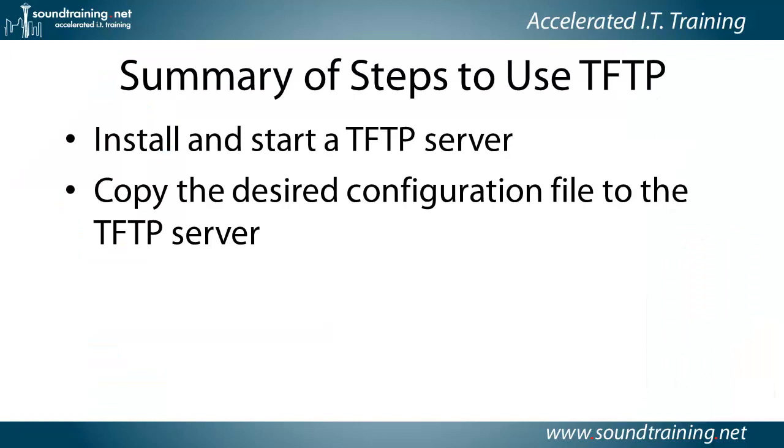Now, let's go over how to use a TFTP server to back up and restore a configuration, and this is really a whole lot easier than what we did with the previous example. So all you have to do is install and start a TFTP server. The one I'm going to use is TFTPD64, which is just the 64-bit version of TFTPD32. We'll copy the desired configuration to the TFTP server, and then we can take a look at it, and we can copy it back into the router if we want to. So let's do the demo.